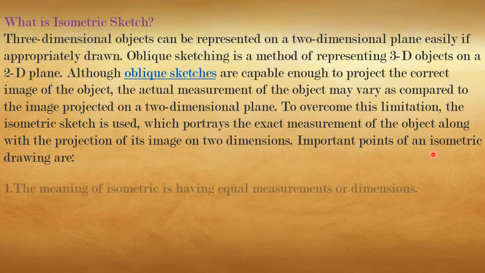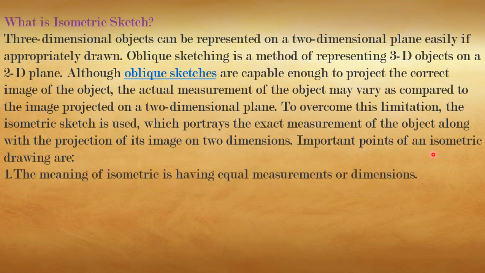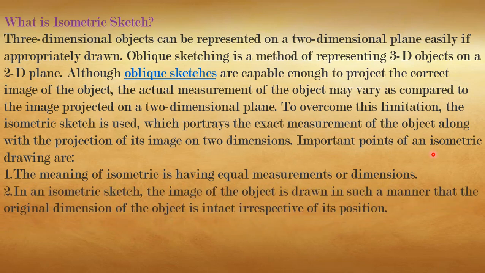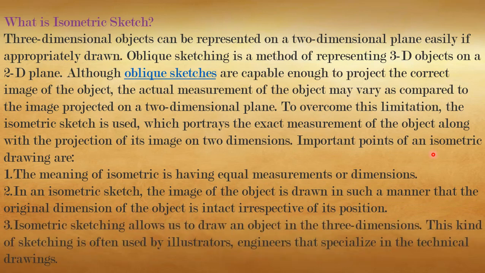The important point of isometric drawing is that the image of isometric is having equal measurements or dimensions. In an isometric sketch, the image of the object is drawn in such a manner that the original dimension of the object is intact irrespective of its position. And isometric sketch allows us to draw an object in the three dimensions. This kind of sketch is used by engineers who specialize in technical drawing and so on.